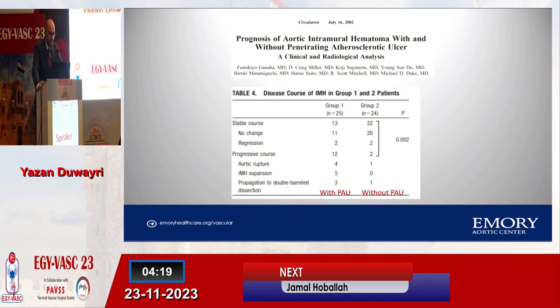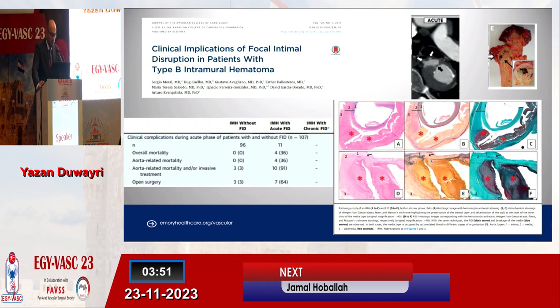Michael Dake and colleagues looking at patients who did have a penetrating aortic ulcer associated with intramural hematoma compared to patients who did not have a PAU with the intramural hematoma. The interesting finding here was that patients who did have a penetrating aortic ulcer had a more likely occurrence of a progressive course resulting in aortic rupture, mortality, or IMH expansion compared to patients who did not have a PAU identified. Similar other studies also looked at the presence of focal intimal disruption, again a variant of PAU, or the absence of that, and looked at the impact of that finding with IMH on mortality, and patients who did have focal intimal disruption also had a higher incidence of mortality.